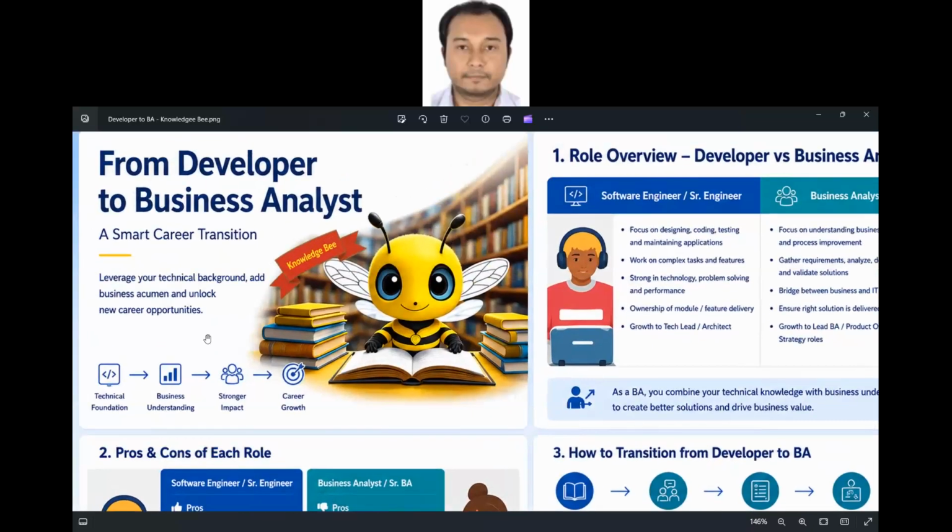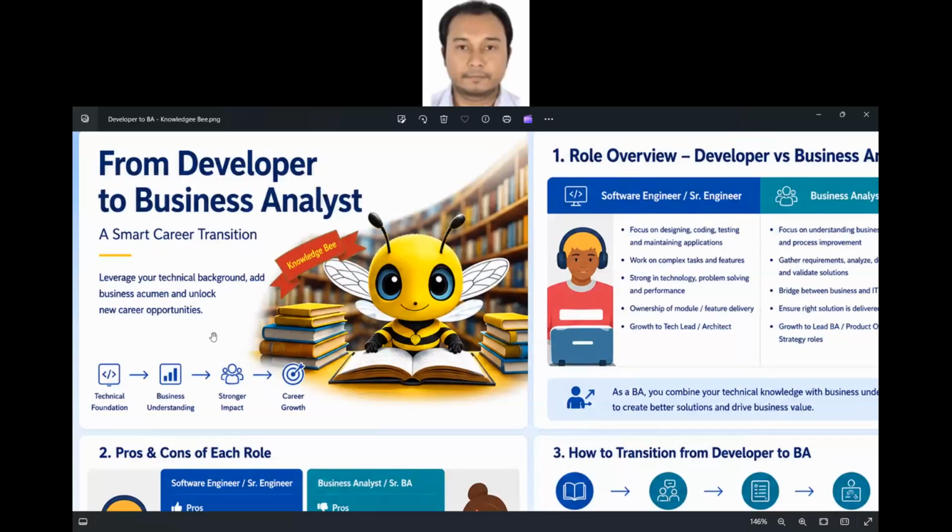A developer already possesses strong analytical thinking, problem solving capability, technical understanding, and system knowledge. These skills become a strong foundation for becoming an effective business analyst. The transition is not about leaving technology behind. It is about combining technical expertise with business understanding to create better solutions and deliver more value.